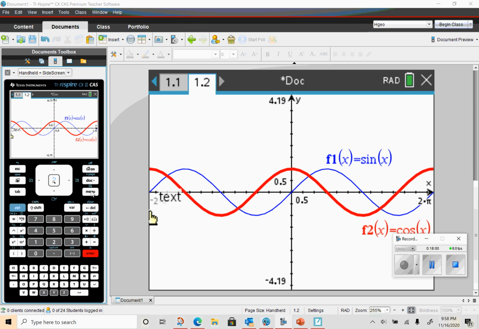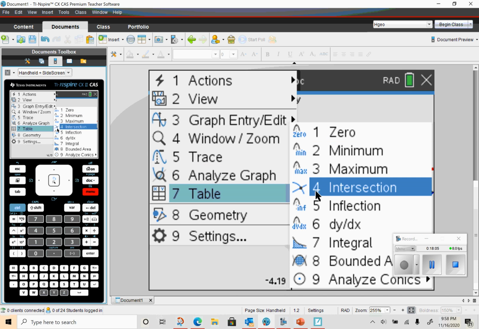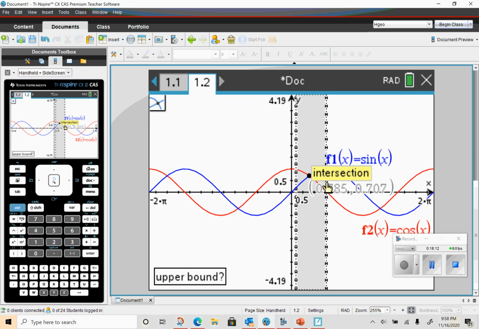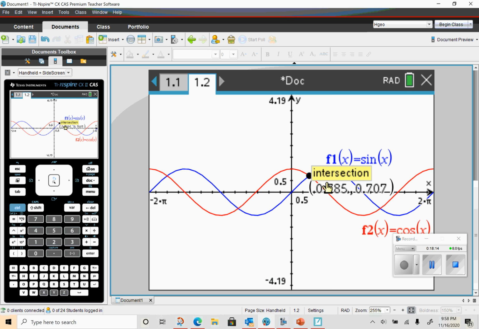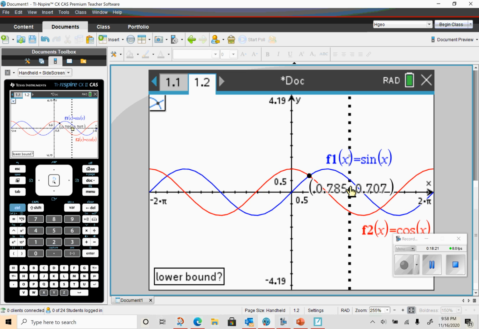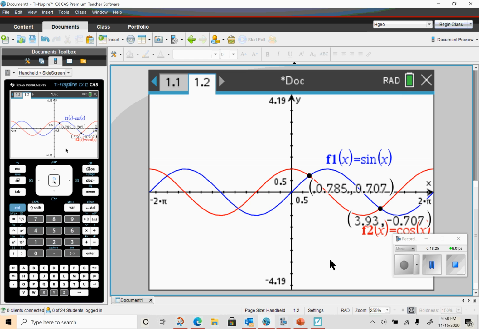So again, your calculator's equipped, menu, analyze the graph. We're looking for the points of intersection. The lower bound, the upper bound, there's one of our points of intersection. And for the other one, analyze the intersection to the left and to the right. So then it's just a matter of, can we read those?